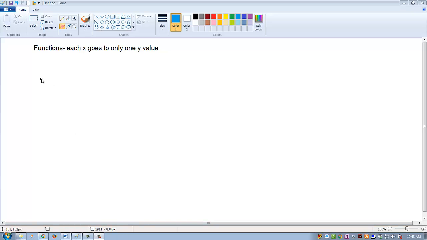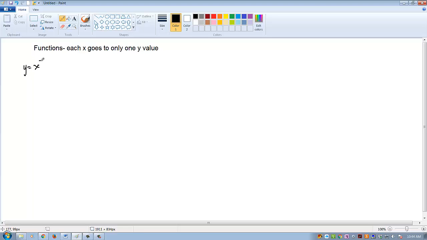So here we're going to be talking about functions and what makes them a function and what makes them not. When we are looking at these examples, we are going to be looking at equations. So, for instance, we've graphed a lot of equations.